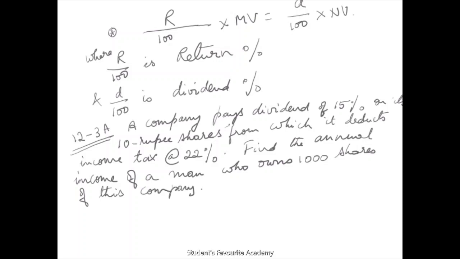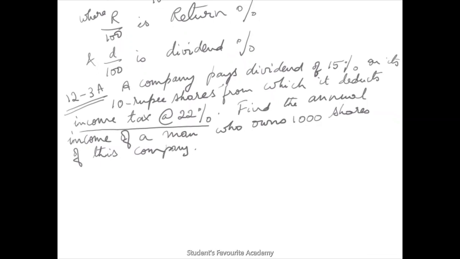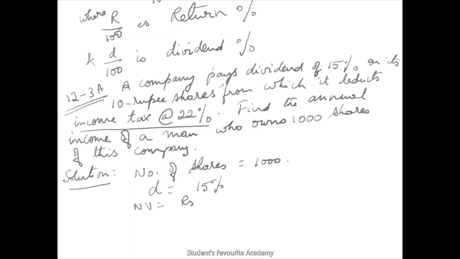So children, whenever there is income for you, you have to pay income tax to the government at the rate decided by the government. And this income tax is always deducted from your income. You all must be aware of it. So now this person has number of shares 1000 in this company. Number of shares is equal to 1000. Dividend percent is 15%, nominal value is rupees 10.